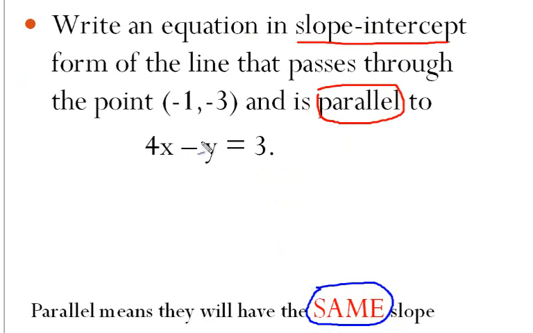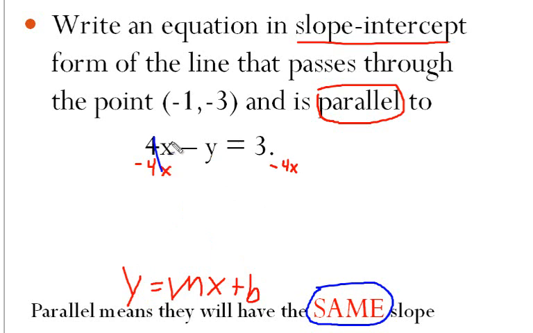Alright, but the problem is we don't know what the slope of this equation is. We need to rewrite it in slope-intercept form, y equals mx plus b, so we can see what the slope is. Okay, so we can start by subtracting 4x from both sides. What we're trying to do is get y by itself, so we can see what our slope is, y equals mx plus b. So we're going to start by subtracting 4x.